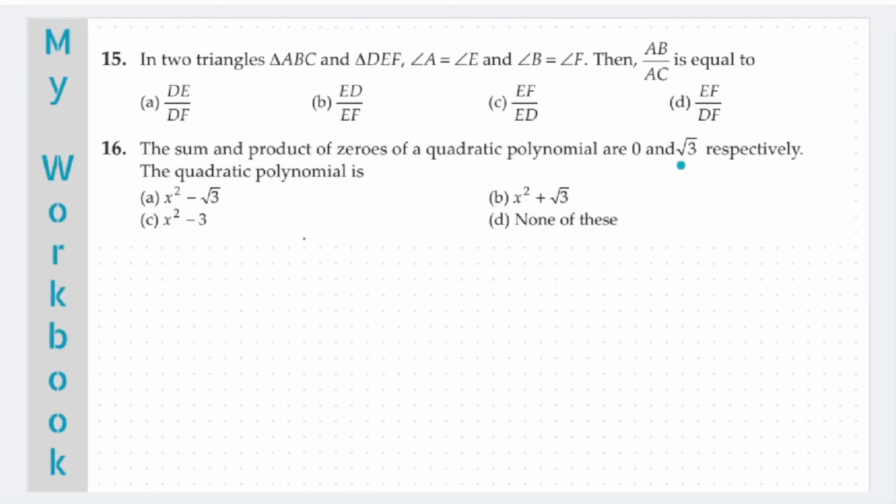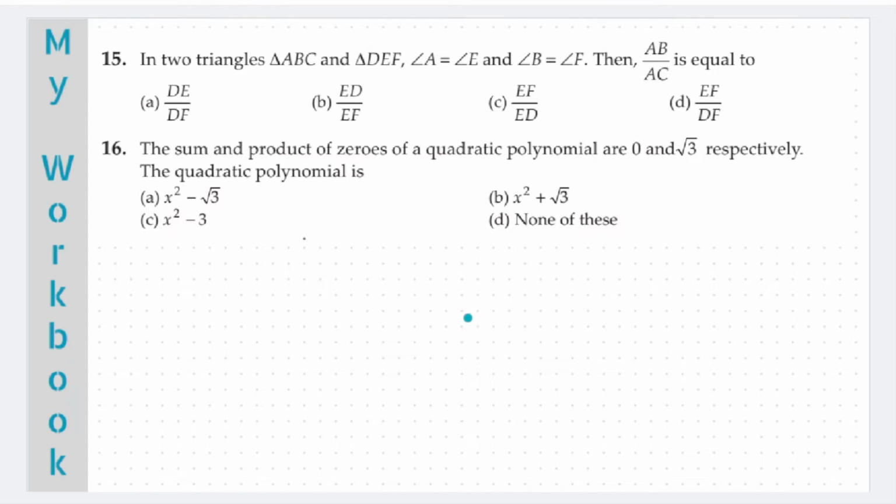Question number 15. In two triangles, triangle ABC and triangle DEF, angle A is equal to angle E and angle B is equal to angle F. Then AB by AC is equal to, four different ratios are given. Then question number 16. The sum and the product of zeros of a quadratic polynomial are 0 and root 3 respectively. The quadratic polynomial is.